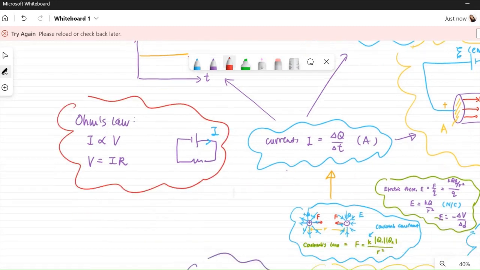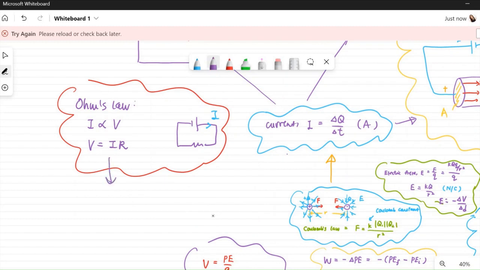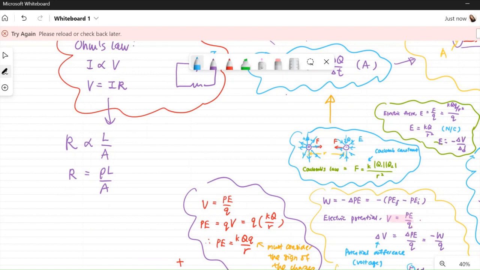So what is resistance? Basically, resistance R is proportional to the length and inversely proportional to the cross-sectional area, right? The expression for R is equal to rho L over A. Rho here is called the resistivity of a material, which has the unit of ohm meter. Okay, the unit for resistivity is ohm meter. And the resistance value here does change with temperature.